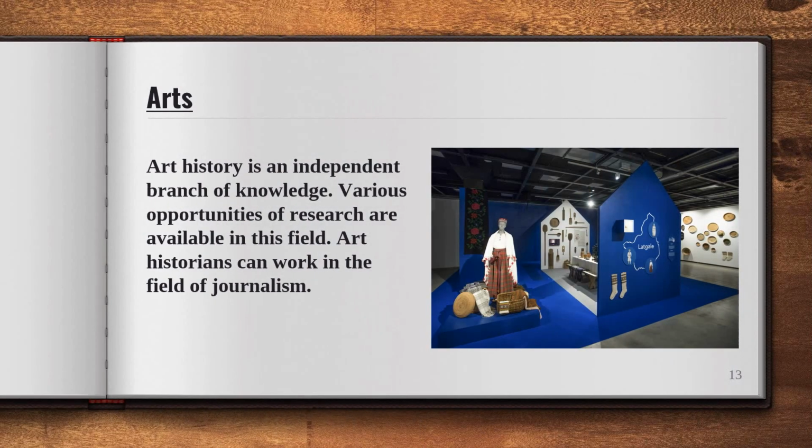The next topic we are going to talk about is art history and how art has evolved over a period of time. Art history is an independent branch of knowledge. Various opportunities of research are available in this field. Art historians can work in the field of journalism. The art market is an independent field in itself.